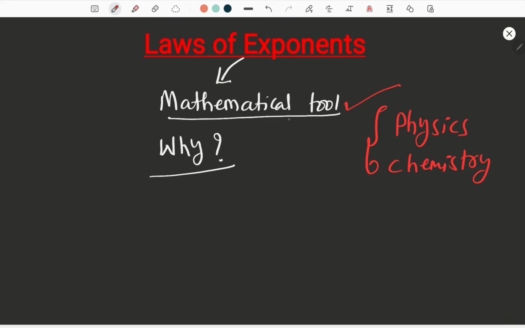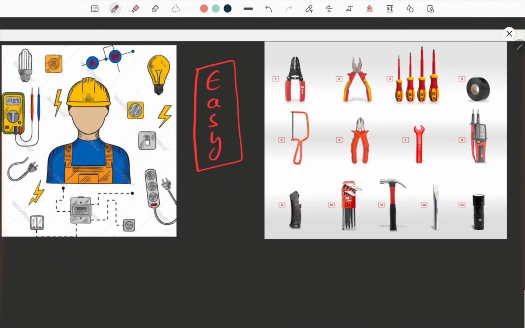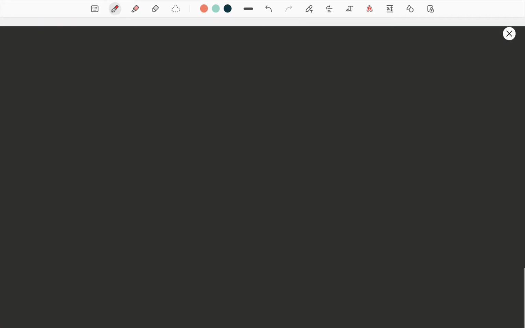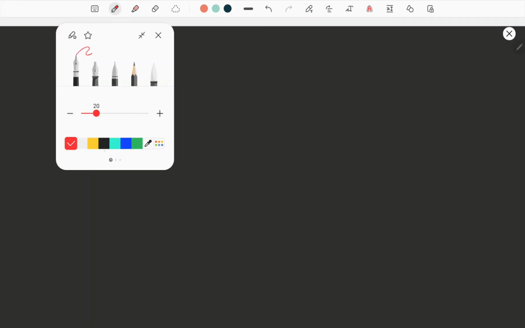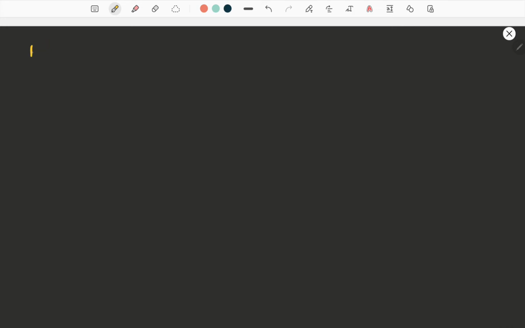There are so many mathematical tools. One of the important mathematical tools is the laws of exponents. So let's get started and study them one by one. The first law goes like this. It's quite simple. If the bases are the same, for example x to the power m into x to the power n, the answer will be x to the power m plus n. Look at this x, this is a base, and this is also a base. If these bases are the same and powers are different, or they may be the same also, you can add the powers.